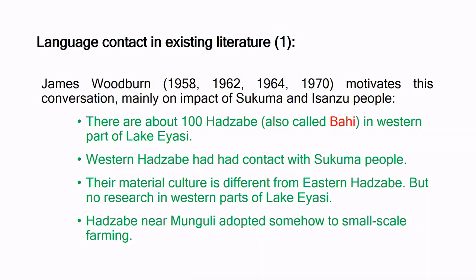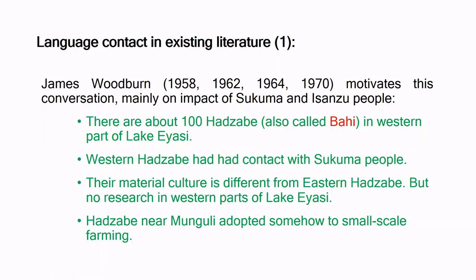And from most of his publications, he mentions the presence of Hadzabe, also called Bahi, in the western parts of Lake Eyasi. And since that was in the 1950s, that number is central, in the sense that there is a community of the Hadzabe in the western parts of Tanzania. And they had been in contact with the Sukuma for some time.